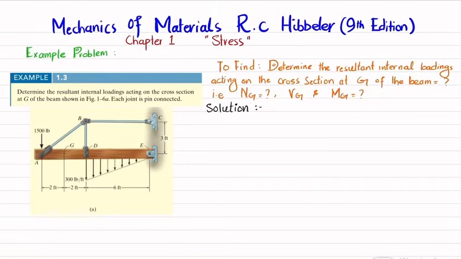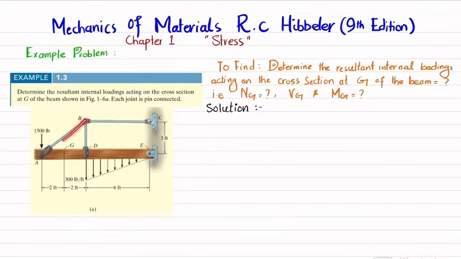Welcome back. In this video, we are going to solve example 1.3 that is taken from chapter number 1, Stress, and the book name is Mechanics of Materials by R.C. Hibbeler, 9th edition. The statement of the problem is: determine the resultant internal loading acting on the cross section at G of the beam shown in figure 1.6a. Each joint is pin connected.